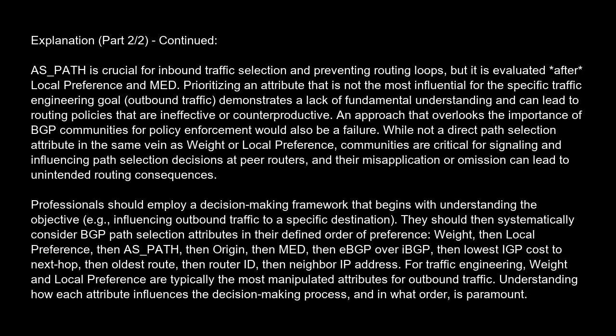Weight, then local preference, then AS path, then origin, then MED, then eBGP over iBGP, then lowest IGP cost to next hop, then oldest route, then router ID, then neighbor IP address. For traffic engineering, weight and local preference are typically the most manipulated attributes for outbound traffic. Understanding how each attribute influences the decision-making process and in what order is paramount.